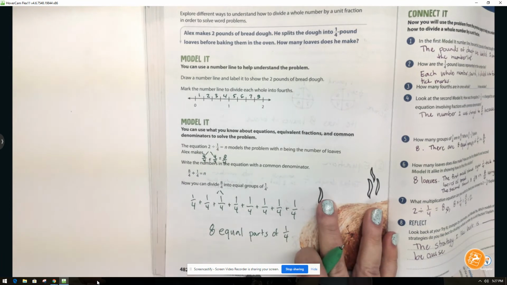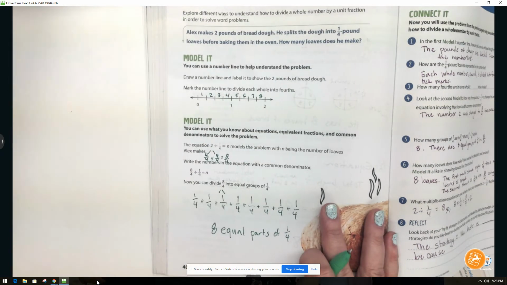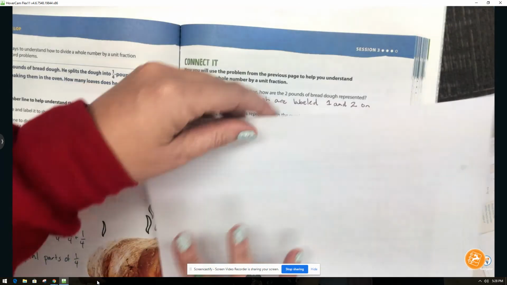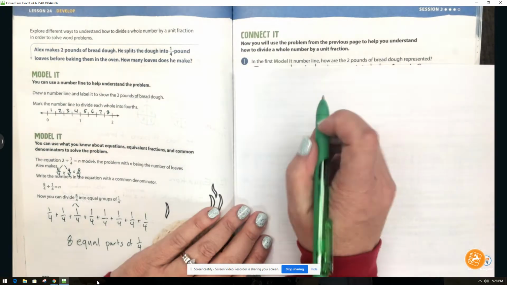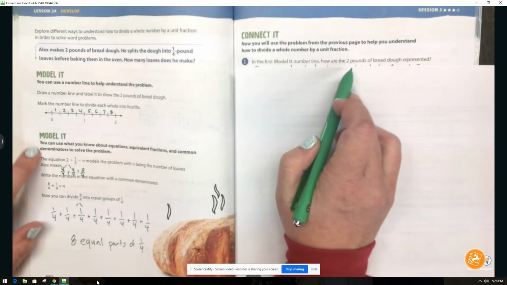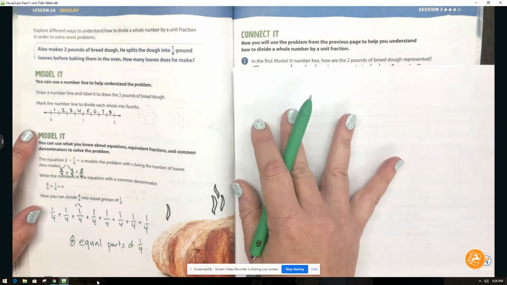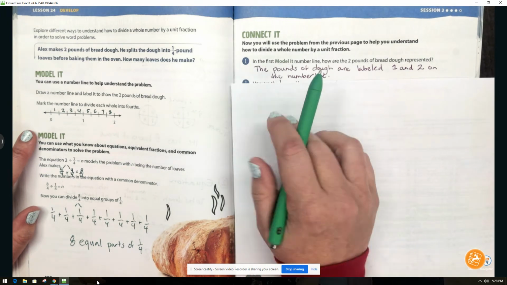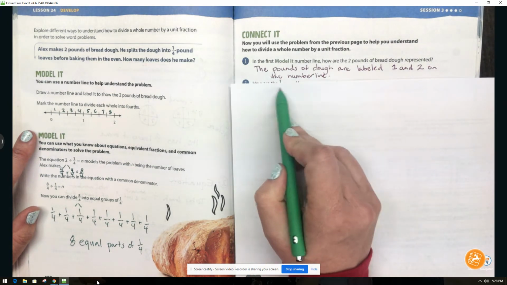All right, so let's go ahead and now look over at the next page, which is kind of going to go into this page in a little bit more detail. So it says here, in the first model, the number line, how are the 2 pounds of bread dough represented? Well, I kind of already covered that, but the pounds of dough are labeled 1 and 2 on the number line.